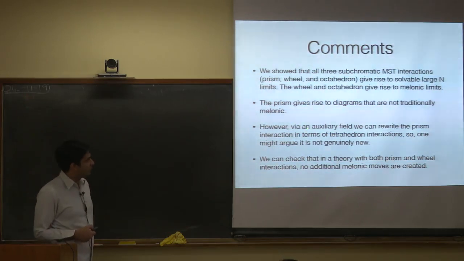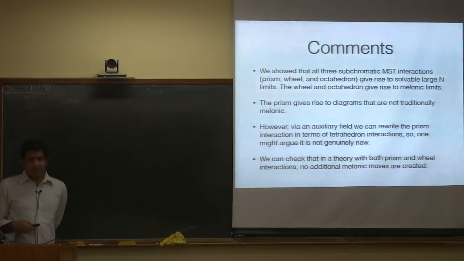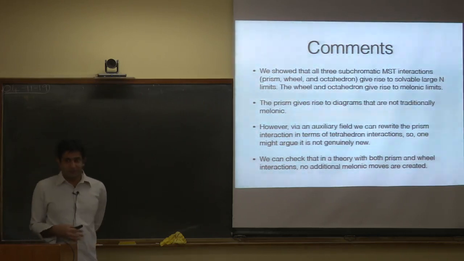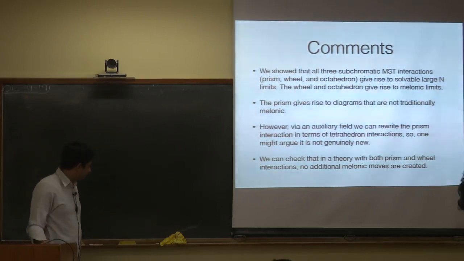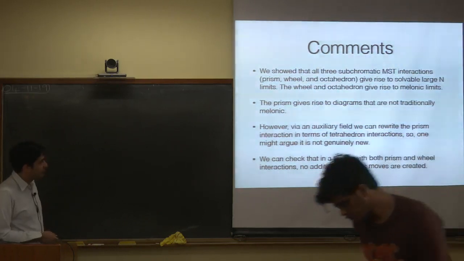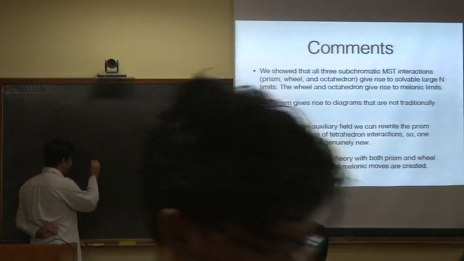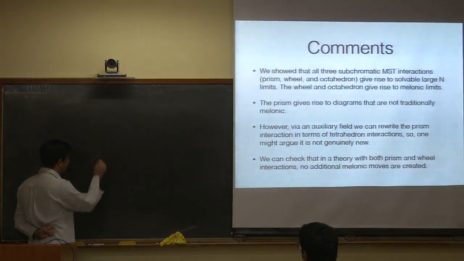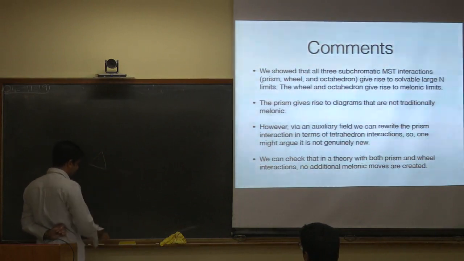Now it turns out that for the prism you can rewrite it via an auxiliary field as a tetrahedron interaction. This is the same as the gauge boson exchange. The prism was the one that was this guy? No, that was pillow. So prism, I'll draw it here. Oh yes, this is sextic. It's a prism like this.